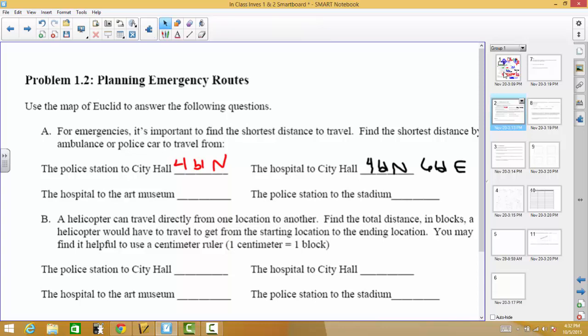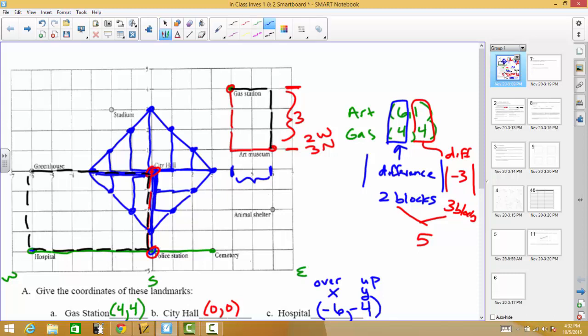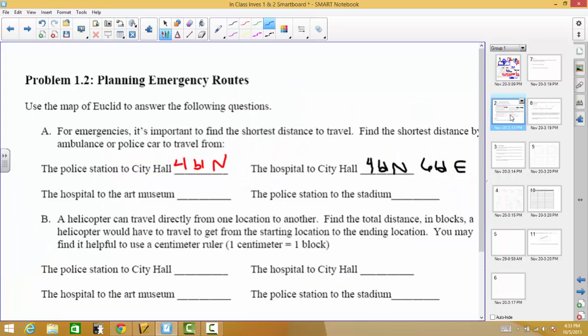Hospital to art museum. Okay, here's the hospital, here's the art museum. So we are going 1, 2, 3, 4, 5, 6, 7, 8, 9, 10, 11, 12 blocks east. 1, 2, 3, 4, 5 north. 12 east, 5 north. And if you flip them to be 5 north first, 12 blocks east second, that's fine.